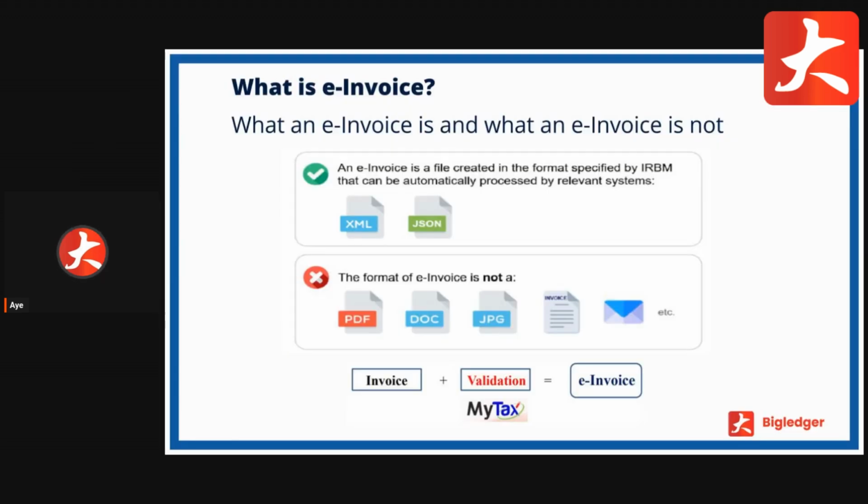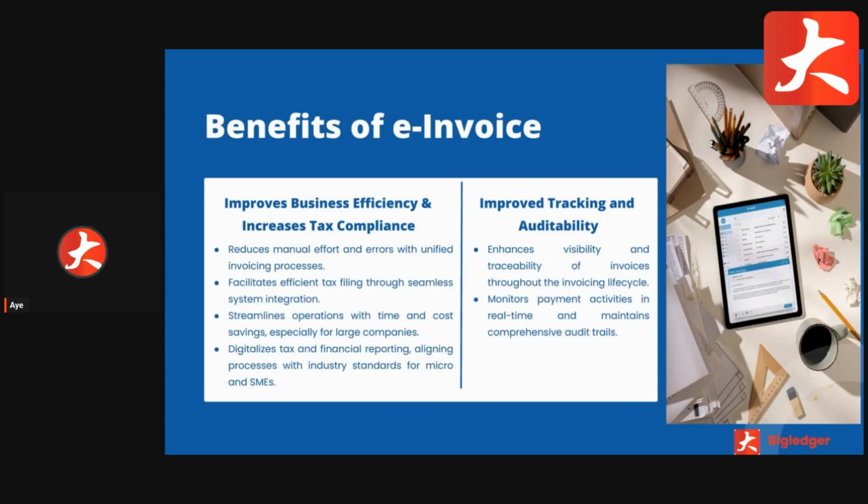In this slide, you can see what an e-invoice is and what an e-invoice is not. An e-invoice is a file specified by IRBM. They only accept two formats: one is XML and the other is JSON. If any invoices are in PDF, doc, JPEG, email, or any other format, they are not accepted. So an invoice issued by the supplier plus validation by IRBM equals an e-invoice. Next, I will cover the benefits of e-invoice.